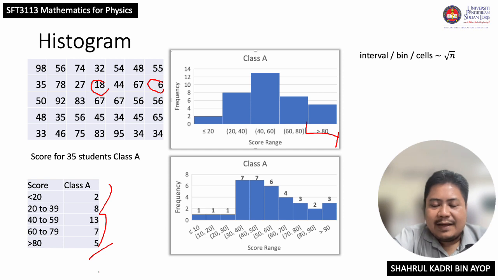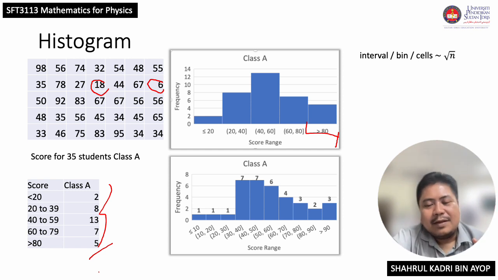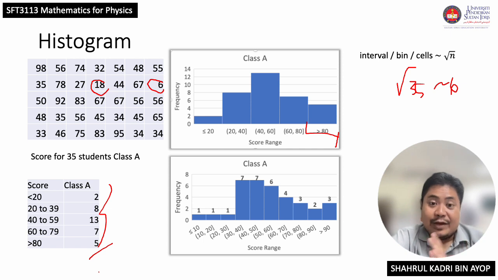We can define the intervals, but there is a rule of thumb for how many intervals we need for an appropriate histogram. We can use the square root of n, where n is the number of data in the set. In this case, it is 35 because we have 35 data. So the square root is about 6. So the best number of intervals that we can have is about 6.